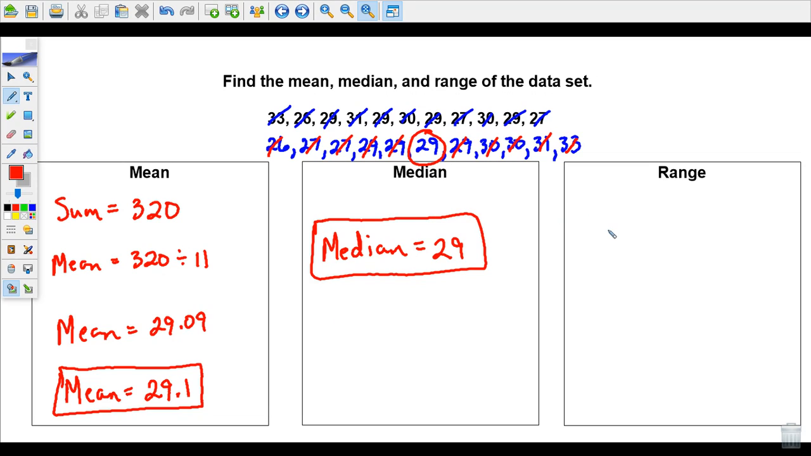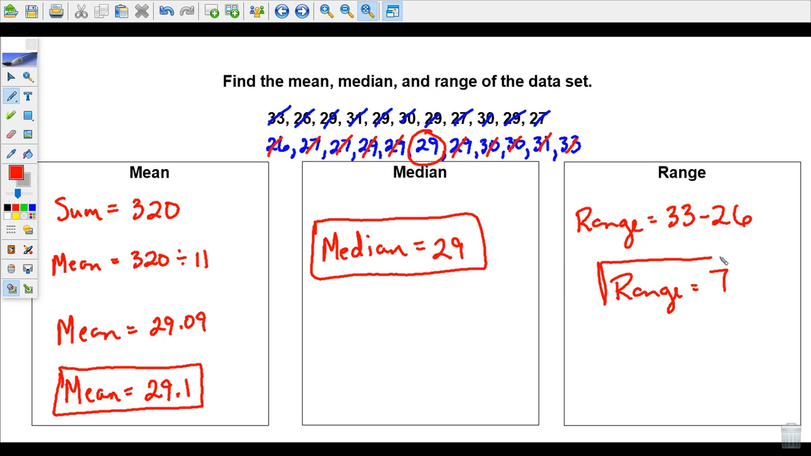And then to find the range is going to be, remember, biggest minus smallest. So looking back at the order that I used for median, the biggest was 33, the smallest was 26, so 33 minus 26 gives me a range of 7. And that's how you'd find the mean and the median, which are measures of center, and the range, which is a measure of spread for this set of data.